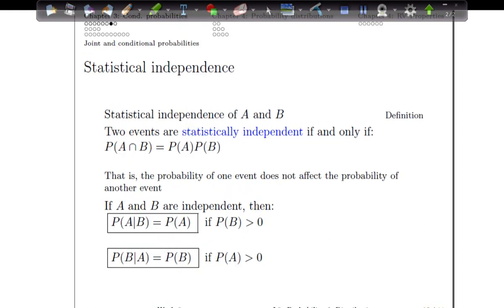Two events are statistically independent if and only if the probability of the first event occurring does not affect the probability of the second event occurring. In other words, the probability of A and B occurring is the product of the probability of A and the probability of B. At the same time, the conditional probability of A occurring given B is the probability of A itself.